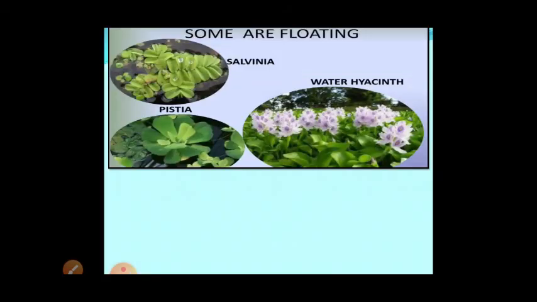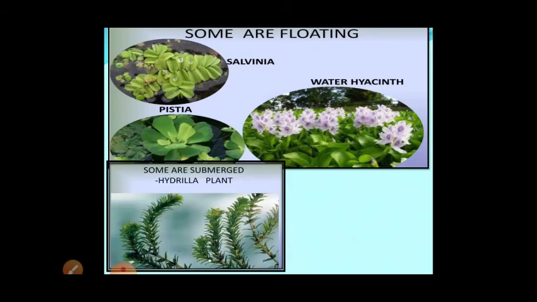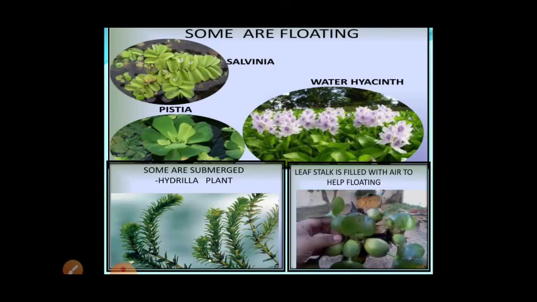Next one is floating. Some plants are floating, like hyacinth, then pistia. These will all be floating, and their stem will be like a bubble, an air bubble kind of thing, so it will help them to float on the water.